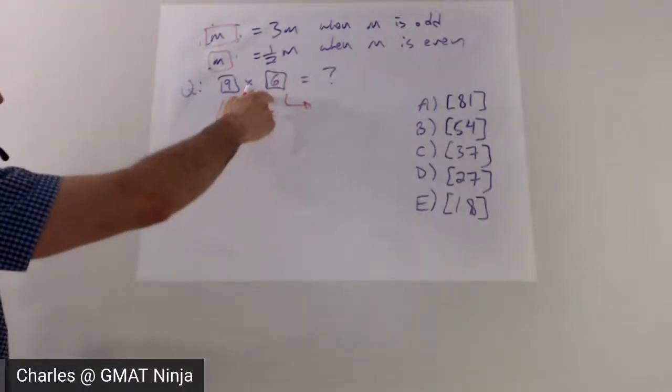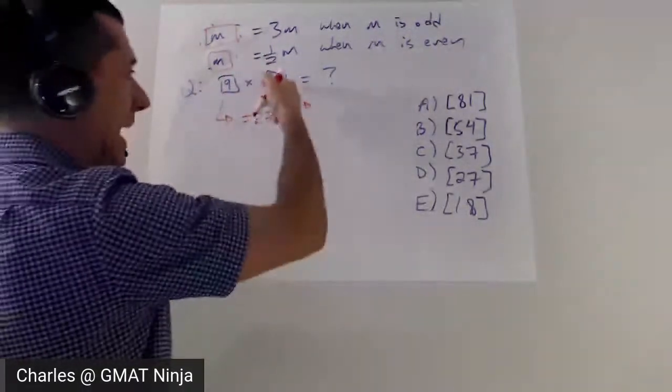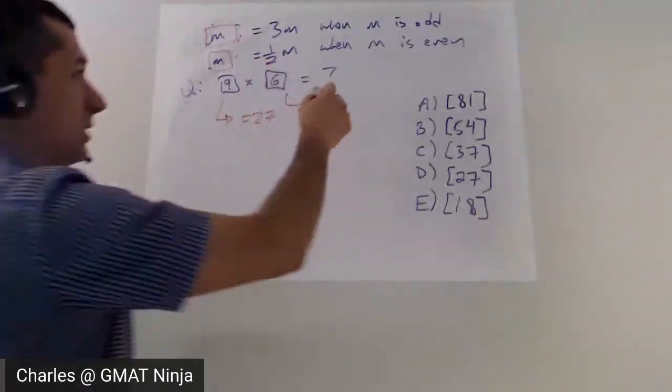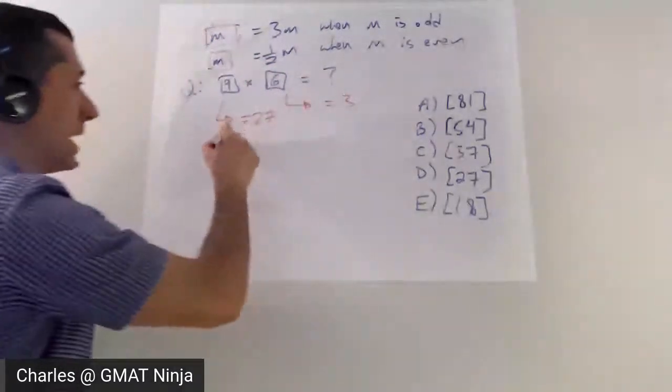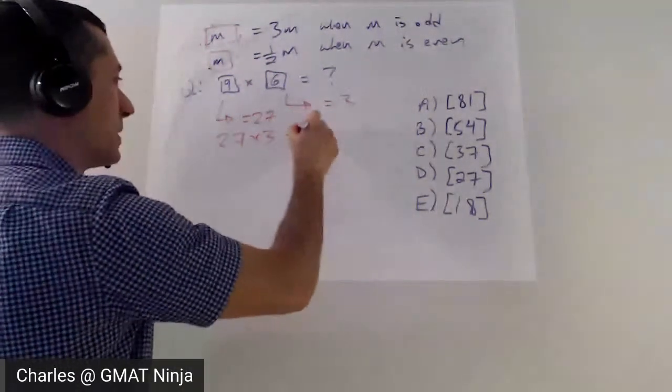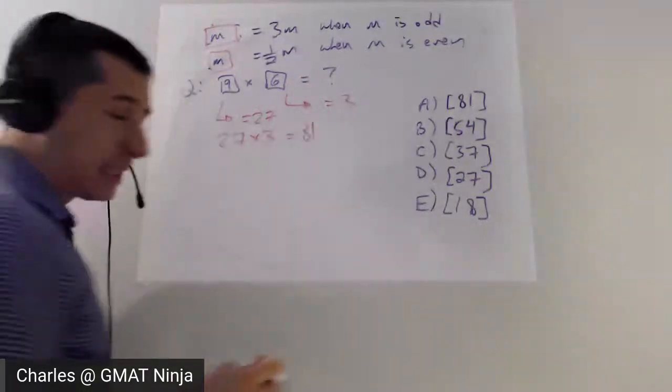6 inside the box, you take that even number, it's equal to 1/2 of the thing inside the box. So that's going to give you 3. Great. So 27 times 3 is equal to 81. And we are done. The answer is A.